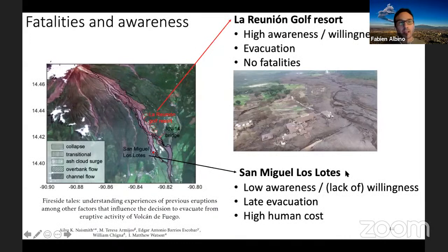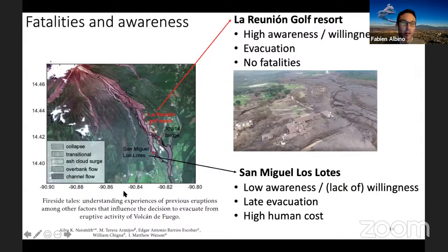One important point here was also the difference in fatalities in different regions of the flow. Comparing the La Reunión Golf Resort, which is located around 6-7 kilometers from the summit, there was high awareness and evacuation on time with no fatalities, whereas in San Miguel Los Lotes, a further 2 kilometers downstream, you had low awareness with maybe a lack of willingness that contributed to a late evacuation and high human cost.